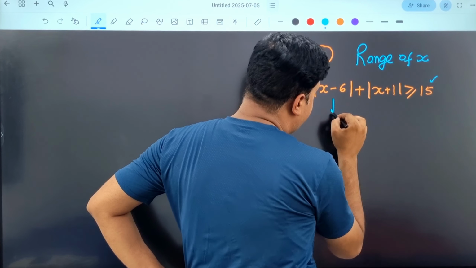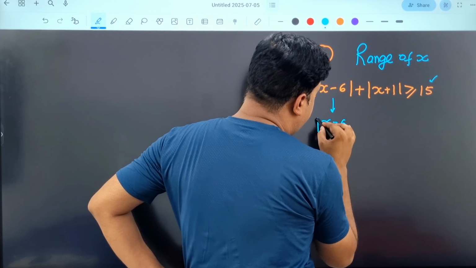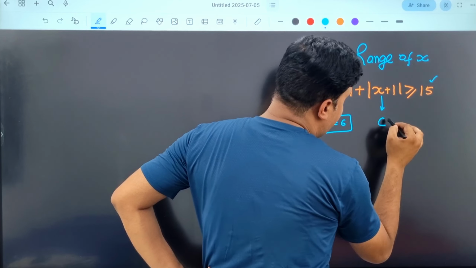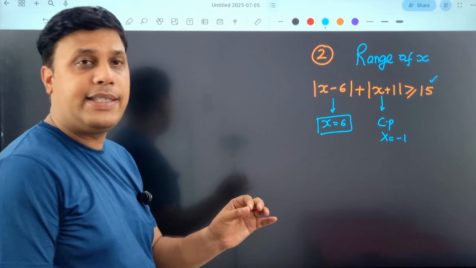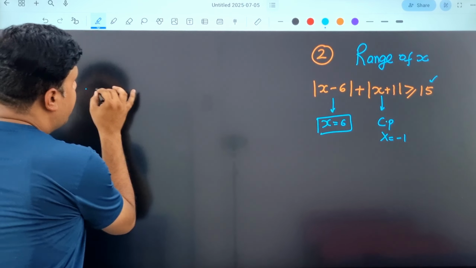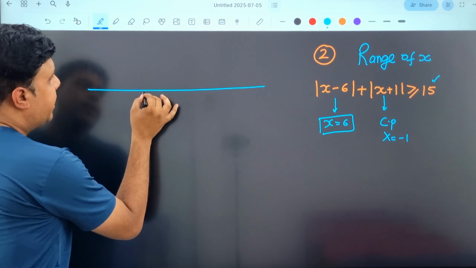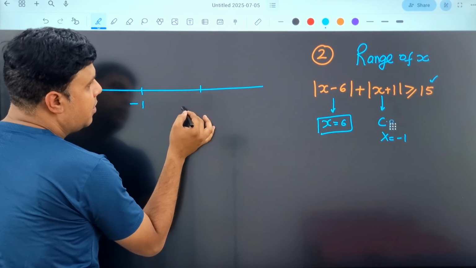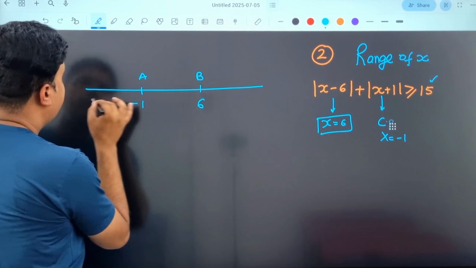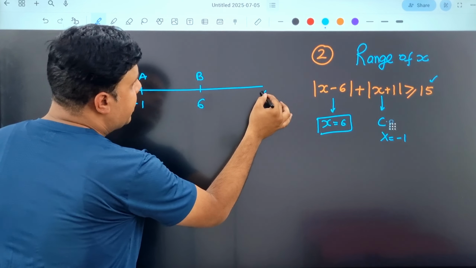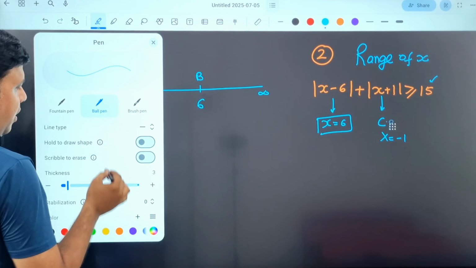So what we will be saying, सबसे पहले तो इसका CP निकालेंगे, that is 6, and दोस्तों इसका जो CP आएगा that is x equals to -1. X equals to -1. We have to plot a number line, and that is -1, and this is 6, right? So this is A, this is B, minus infinity to plus infinity, right?